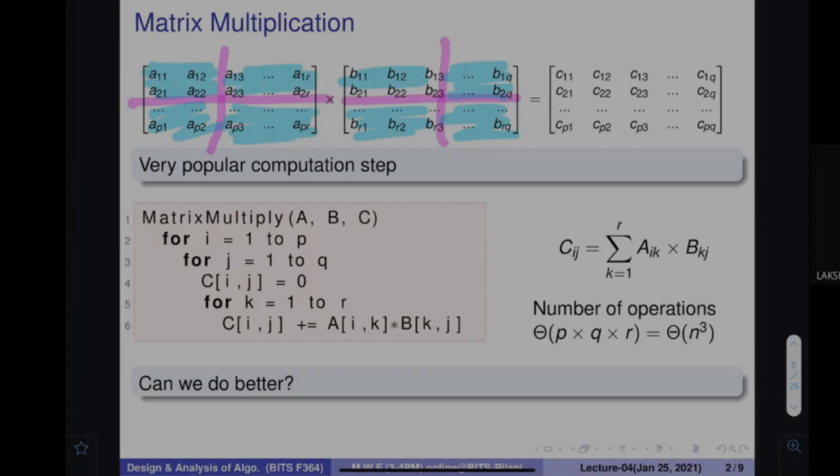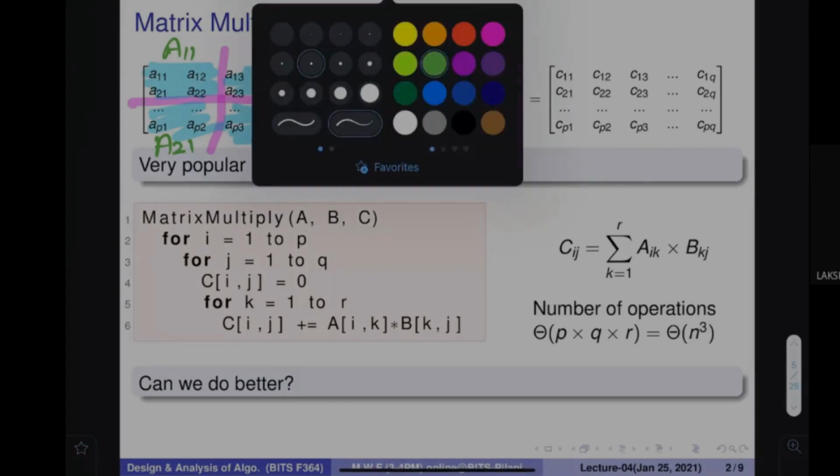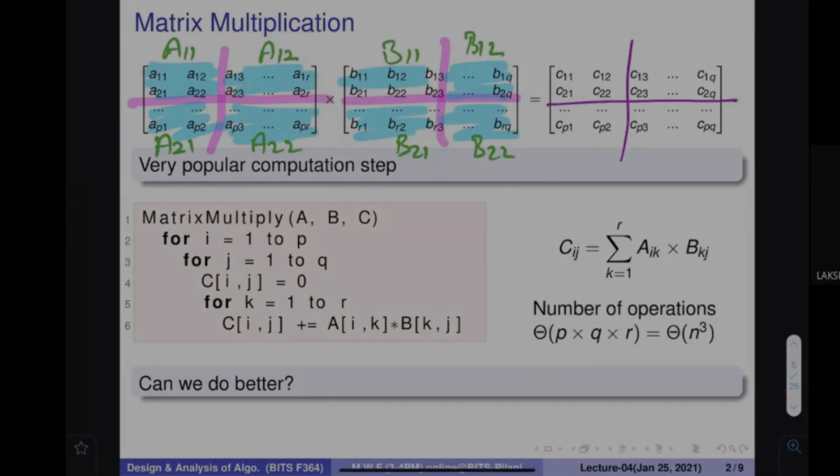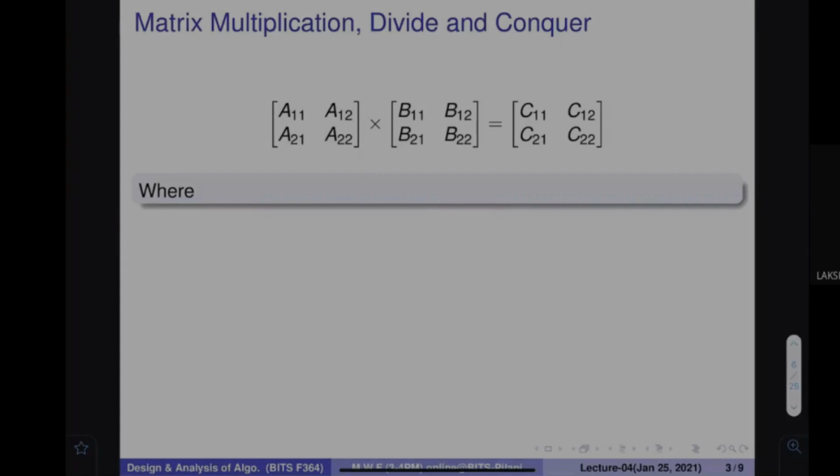So can I write that if this matrix is called A11, this matrix is called A12, this matrix is A21, then A22. Similarly, this is B11, B12, B21, and B22. I can write like this. And then similarly, I can also divide this matrix into four parts, C11, C12, C21, C22. So this problem can now be represented in a more compact form: there are these four matrices and I'm going to multiply these four matrices.